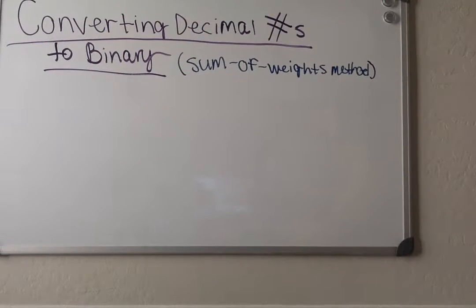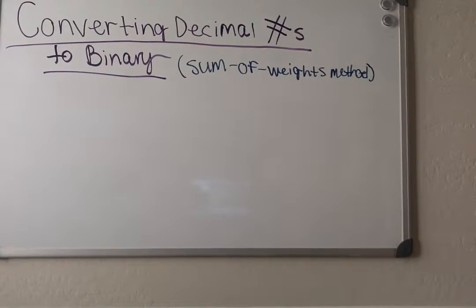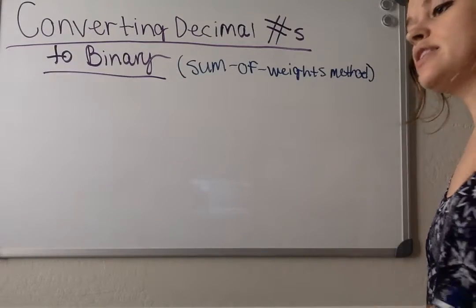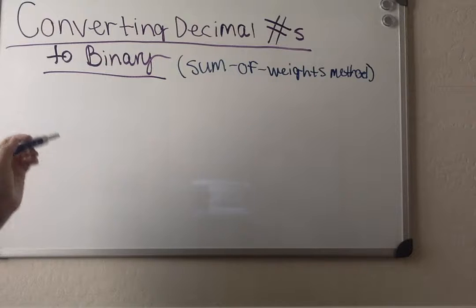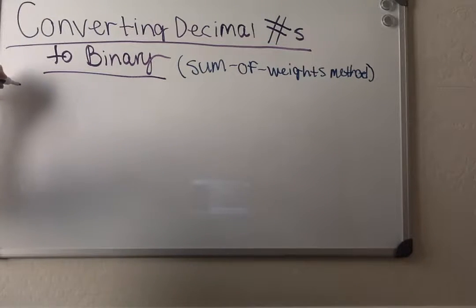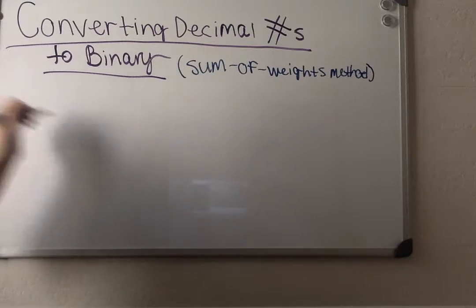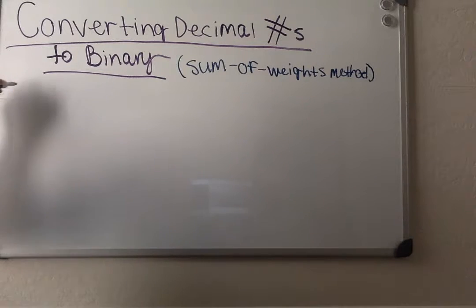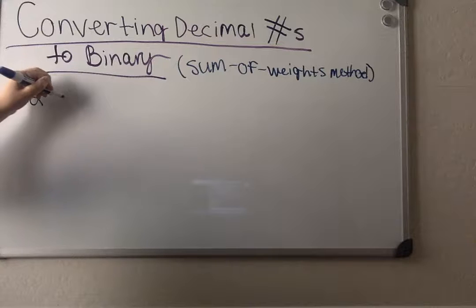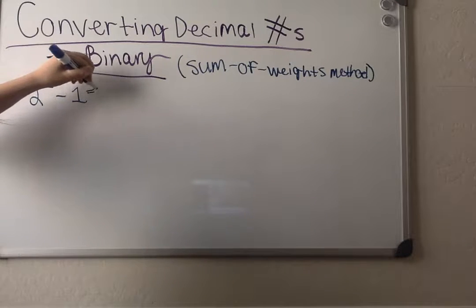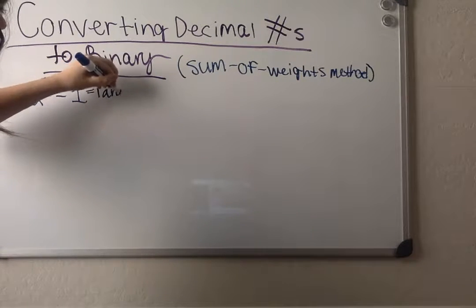Hi, today we are going to be converting decimal numbers to binary using the sum of weights method. There are a few things you need to know when you're doing this. Our general sum of weights defines the maximum number you can find with a given number of bits. You do 2 to the n, n being the number of bits, minus 1, which equals the largest decimal number that you can find.